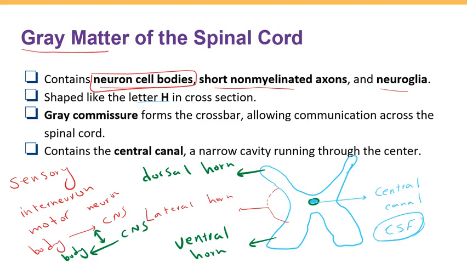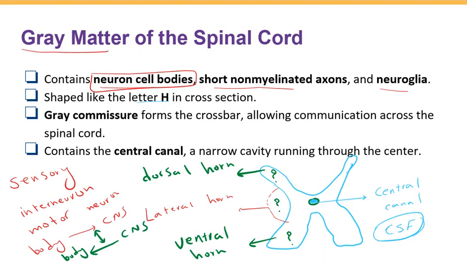The question is, what kind of neuron is going to be found in the dorsal horn? What kind of neuron is going to be found in the ventral horn? And what kind of neuron is going to be found in the lateral horn? After watching this video, I want you to write down in the comment section of the YouTube video what kind of neuron is going to be found in the dorsal horn.